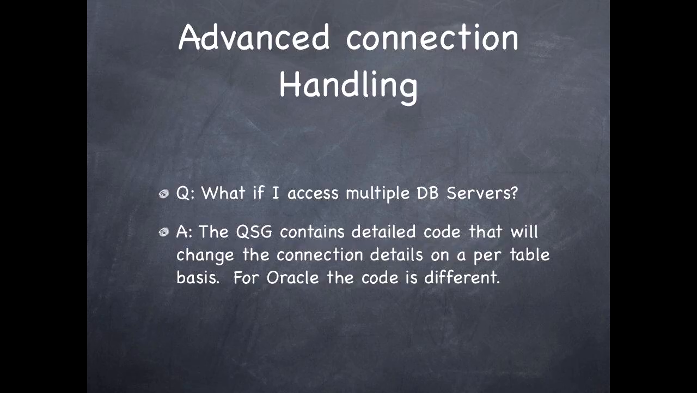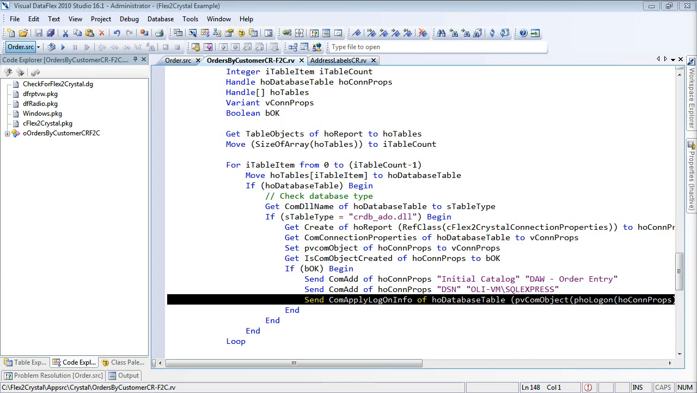And we are going to pull up the Quick Start Guide, let's just switch back here. You'll notice at the bottom I mentioned that for Oracle the code is a little different. And this is actually not anything related to Flex2Crystal. There is a bug in Crystal Reports 2011 that causes an issue with Oracle specifically. And so we actually went out and found a fix for that. I'm not going to link to an Oracle server, but I will pull up the Quick Start Guide and show you where it is.